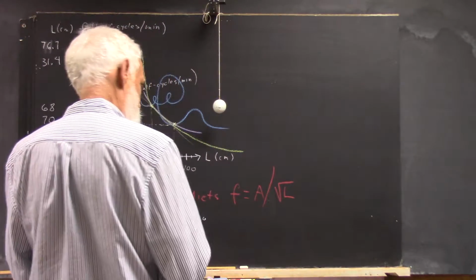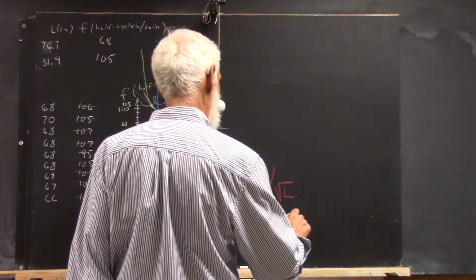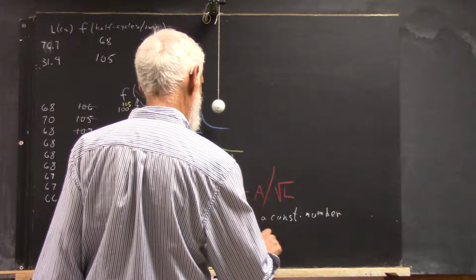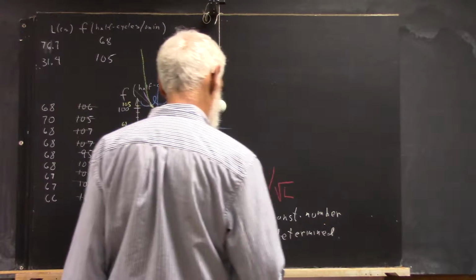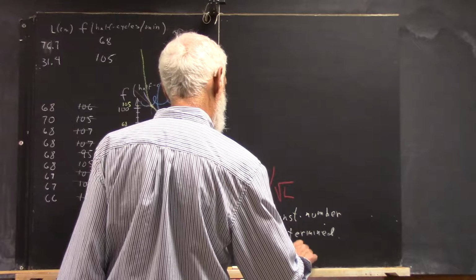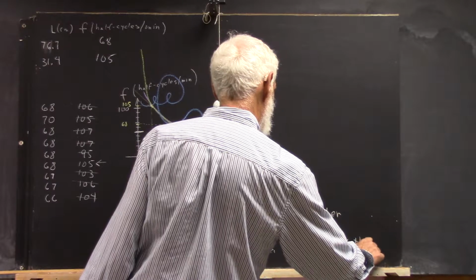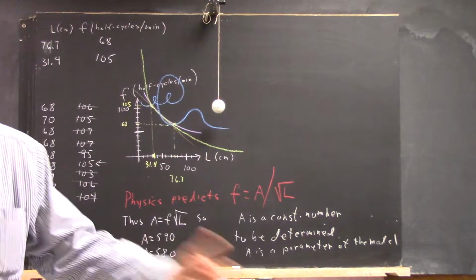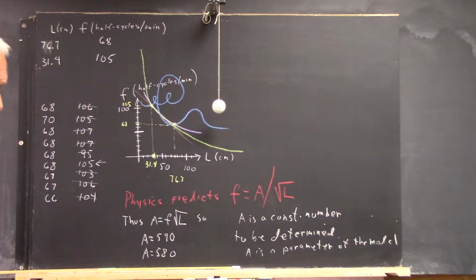So I could write down: A is a constant number to be determined. And I'll say A is a parameter of the model. Okay, just a terminology that you need to understand, that you need to recognize when you see it. So kind of pay attention to that use of the term parameter.